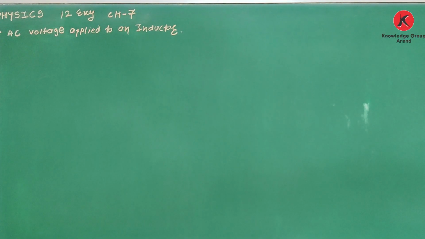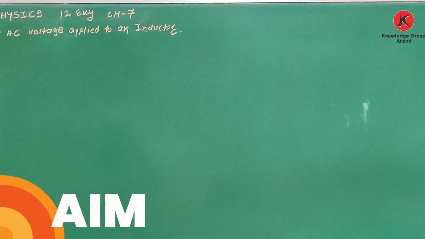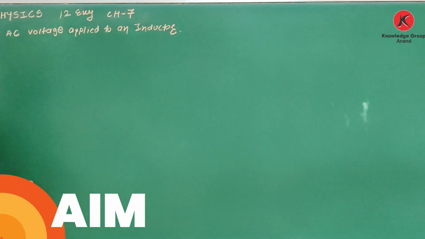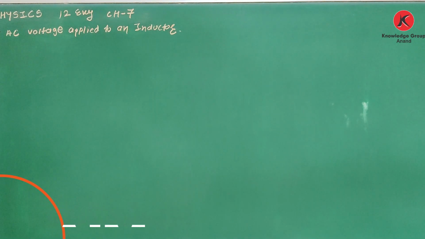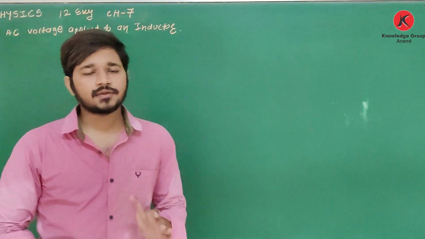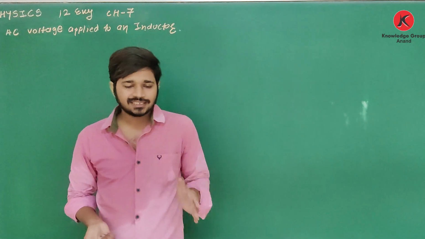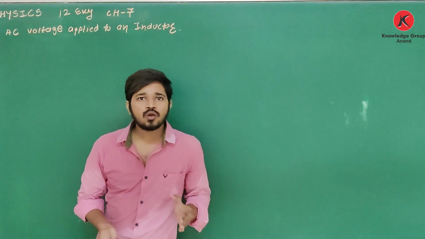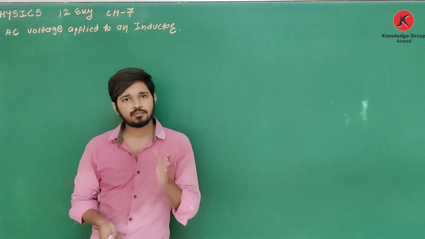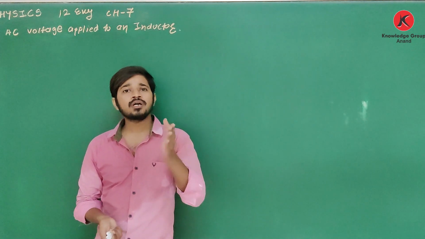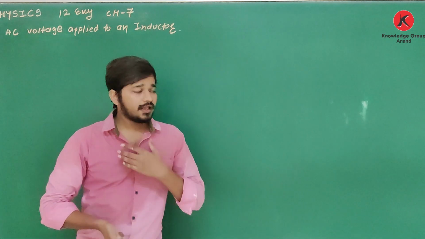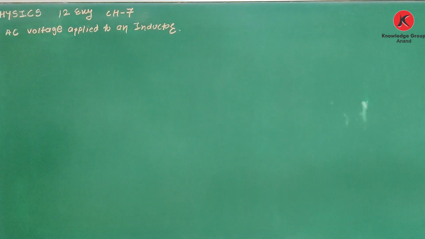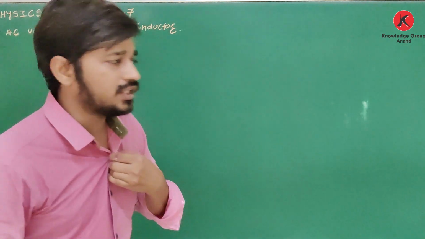Students? Chapter 7, Alternating Current. In last lecture we have discussed AC voltage applied to a resistor. What is the equation of current? What is average current over a period? Instantaneous power, average power, and what about the phase difference between current and voltage?